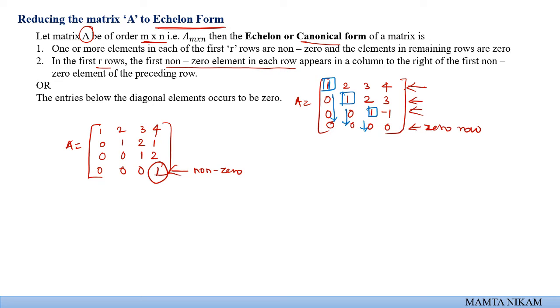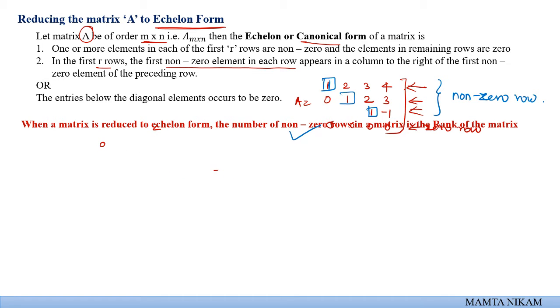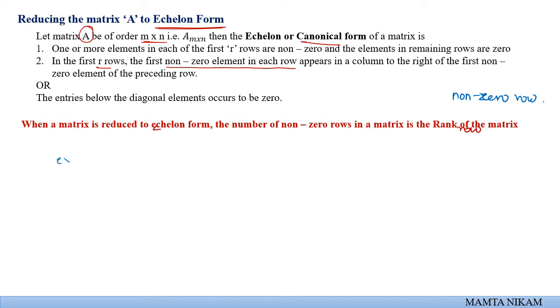So when you convert the given matrix into such a form, that is, an echelon form of a matrix, the number of non-zero rows gives us the rank of the matrix. Okay, so when a matrix is reduced to echelon form, the number of non-zero rows in the matrix is the rank of the matrix. I'll write down the example again, a matrix form again.